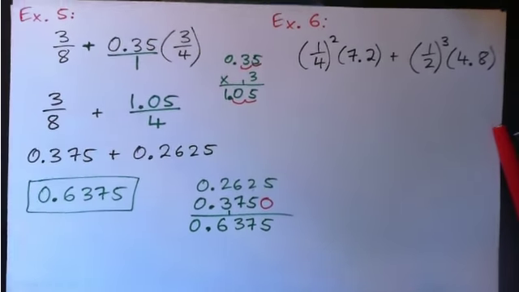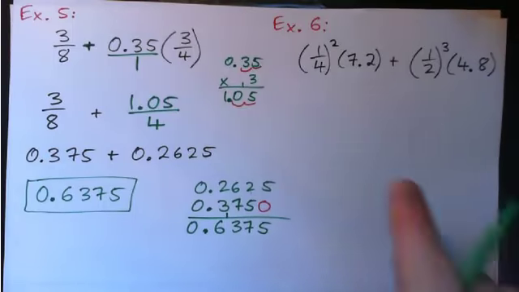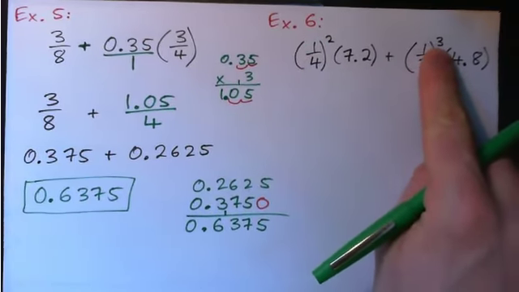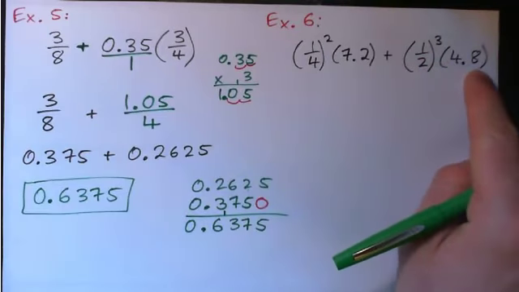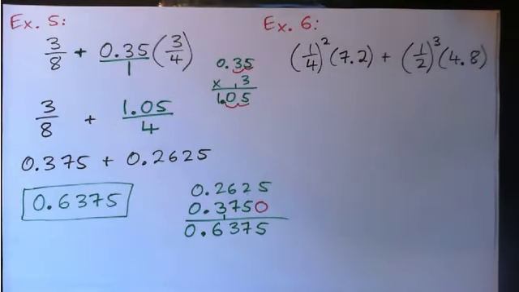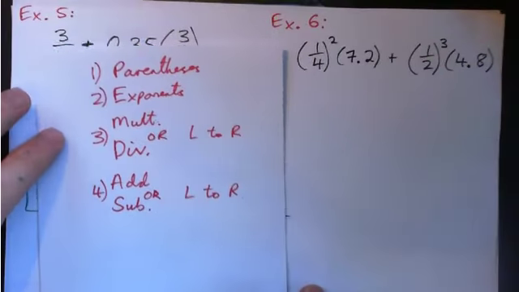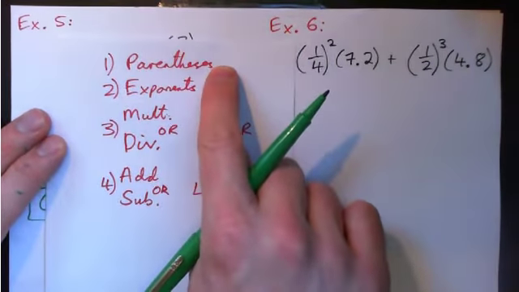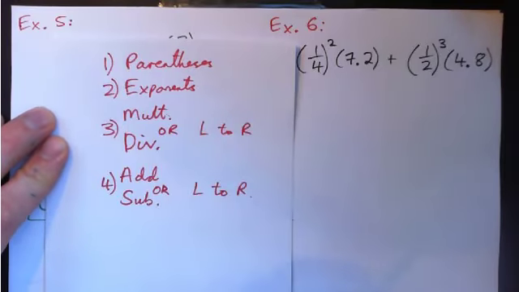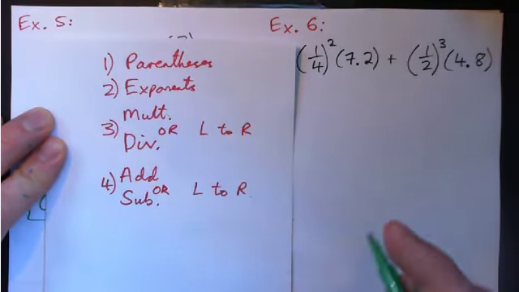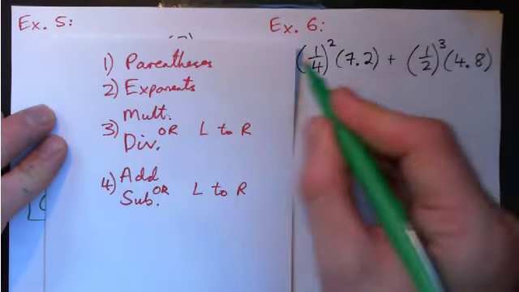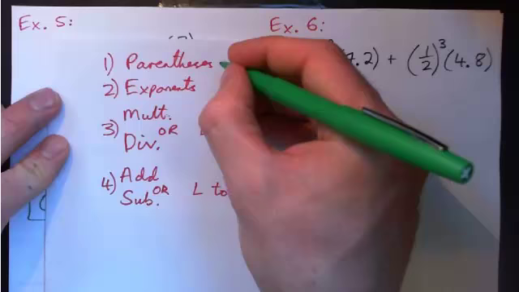Okay, let's have a look at example 6. We've got 1/4 all squared times 7.2 plus 1/2 to the power of 3 cubed times 4.8. So we've got to consult with our order of operations again to see what we do first here. Do we have anything in parentheses that needs to be calculated inside the parentheses itself? No, right? I mean, the 1/4 is fine, the 7.2 is fine. There's nothing in parentheses that needs to be calculated, so we're okay for that.